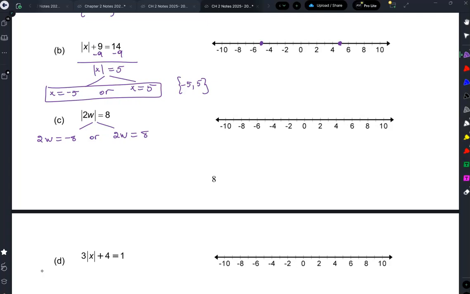So what do I do now? You divide. I divide by 2, right? So w is equal to negative 4, or w is equal to 4. So negative 4 or 4.